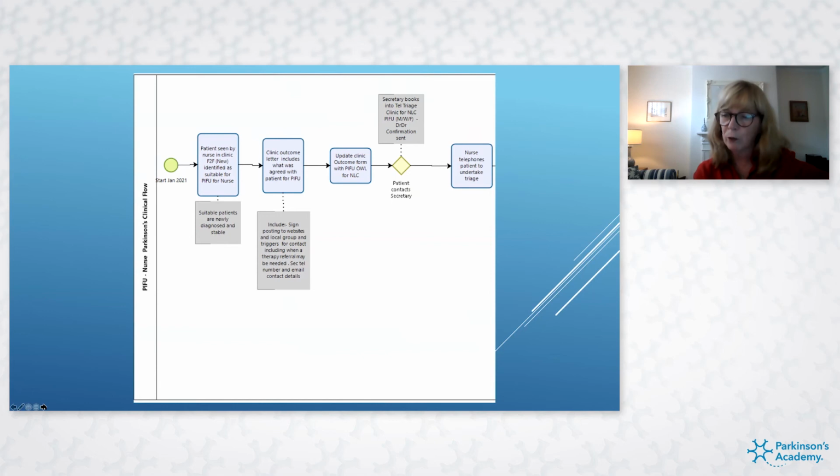And then we would also organize that if that person needed help or support in between that appointment in 6 months' time, they knew exactly what they should be doing. They knew exactly who they should be contacting, and they knew what was going to happen.